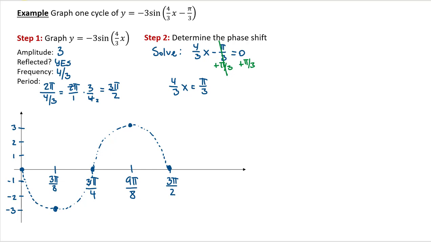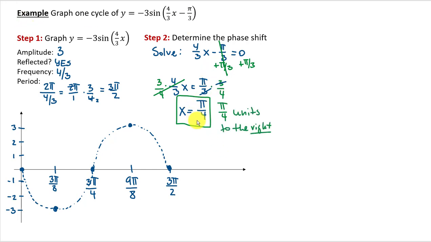And now to get rid of 4 over 3 in front of x, I'm going to multiply by the reciprocal, 3 over 4 on the left, and then times 3 over 4 on the right. The product of reciprocals gives me 1, so it's just x on the left-hand side, and pi over 4 on the right-hand side. What this means is that we will have to shift the graph pi over 4 units to the right. And it's to the right because the result is positive. Also, you might remember that the direction of the horizontal shift is always opposite to the sign that we have here inside the parentheses.